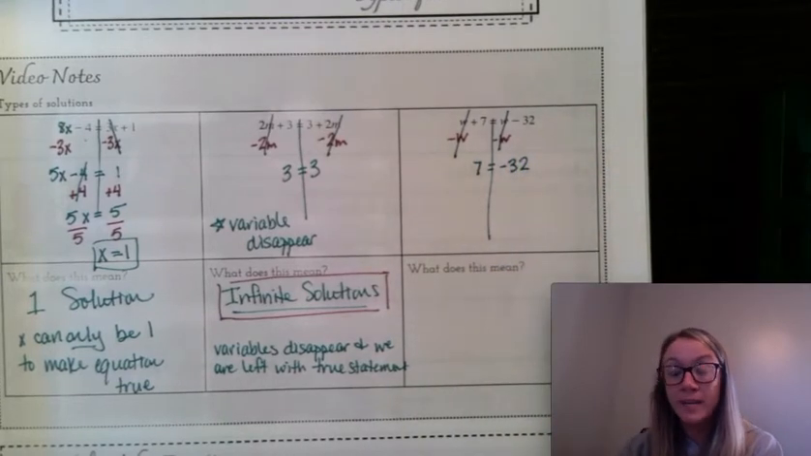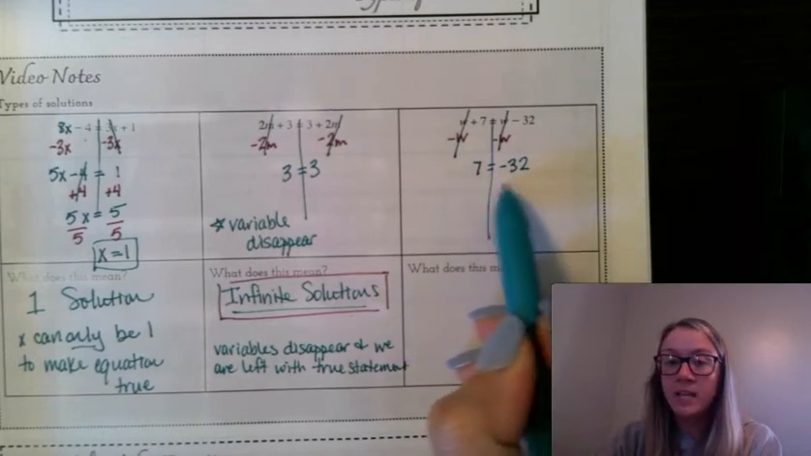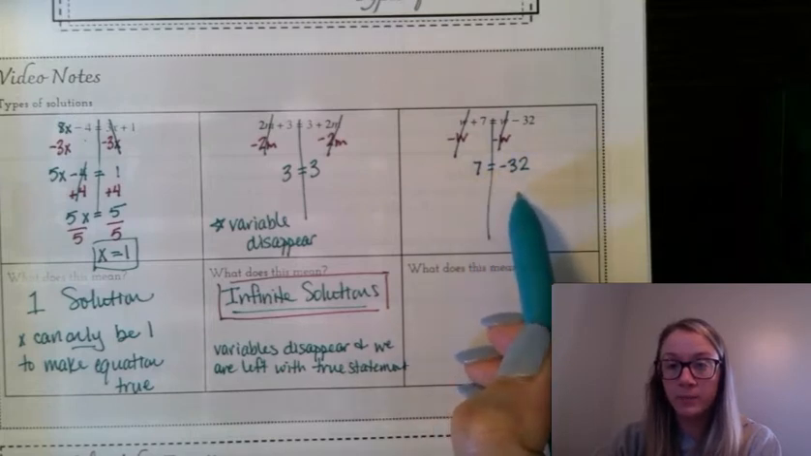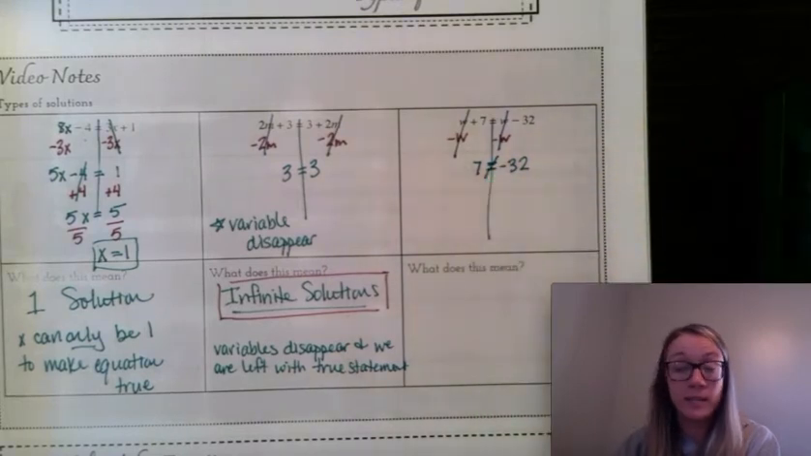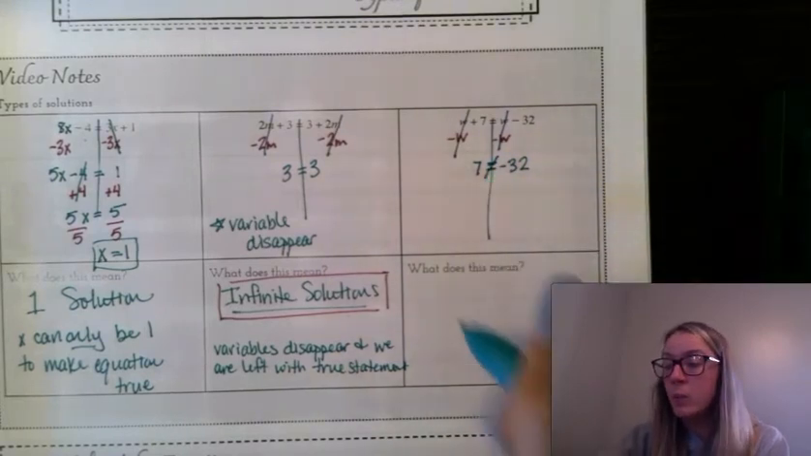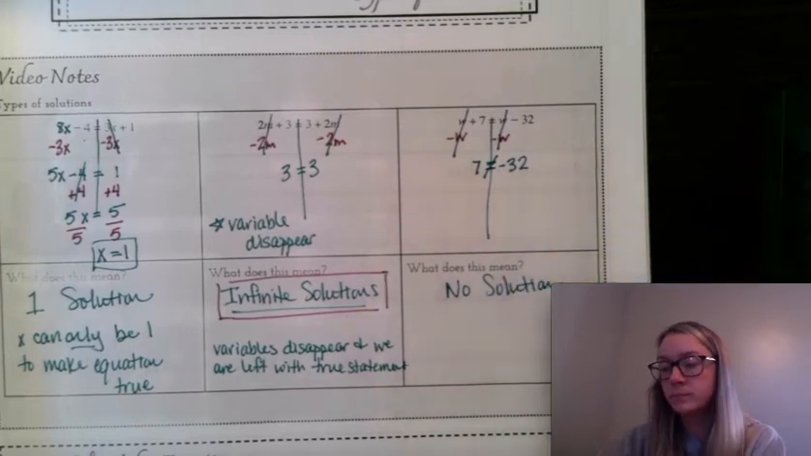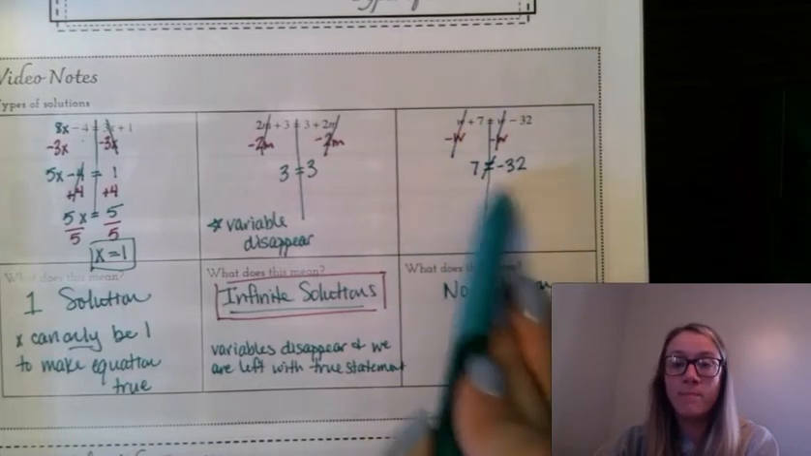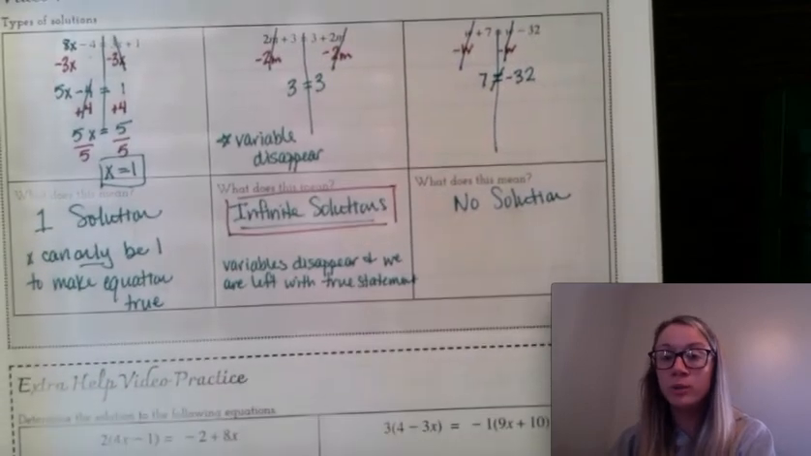Again, I noticed that my variables disappeared. So my W's are all gone. I have to ask myself, is this a true statement? Does 7 equal a negative 32? That is not true. So I'm going to cross a line through my equal sign. That's not a true statement. So what that means is there is no solution. There is no number for W that I could plug in that would make this a true statement. No number works. So there's no solution for this.